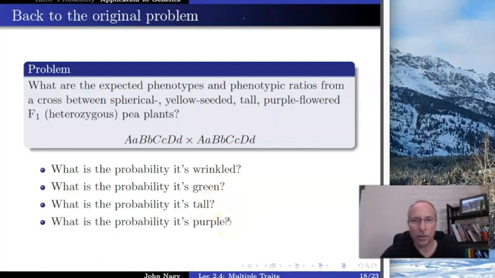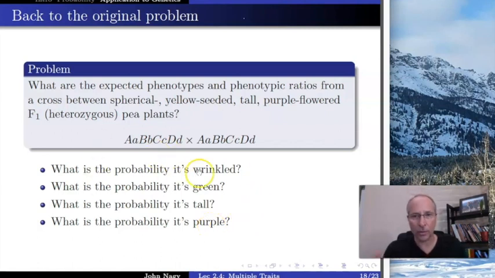Okay, now all of these are independent because, again, Mendel showed that they were independent. And in fact, Mendel could actually handle this kind of problem too. And that's how he knew they were independent. He actually looked at all of them, at least three at a time. So in this case, then, that means we can use the multiplication rule because we're asking what's the probability that it's wrinkled and green and tall and purple?